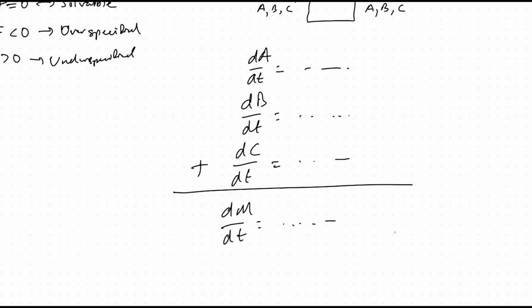So in this case, these three are independent equations. The total mass balance is not independent. It's dependent on each of the individual species balances. So you'll find that, as a general rule of thumb, the number of independent equations is equal to the number of species.